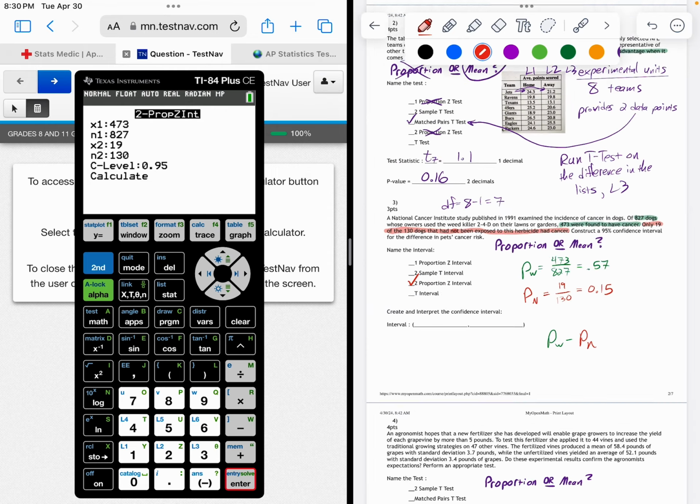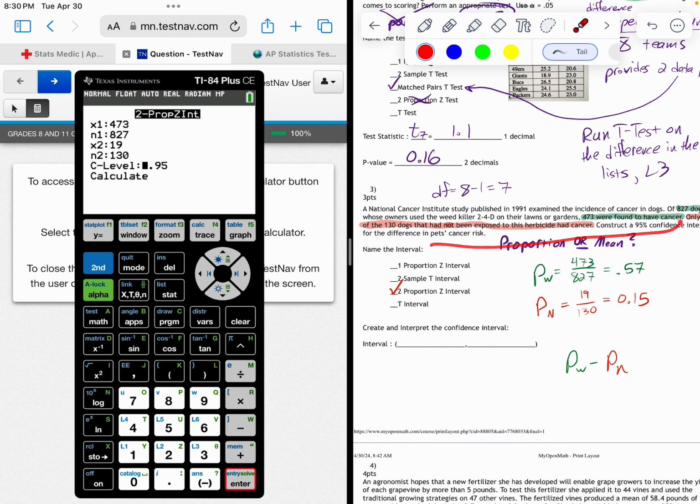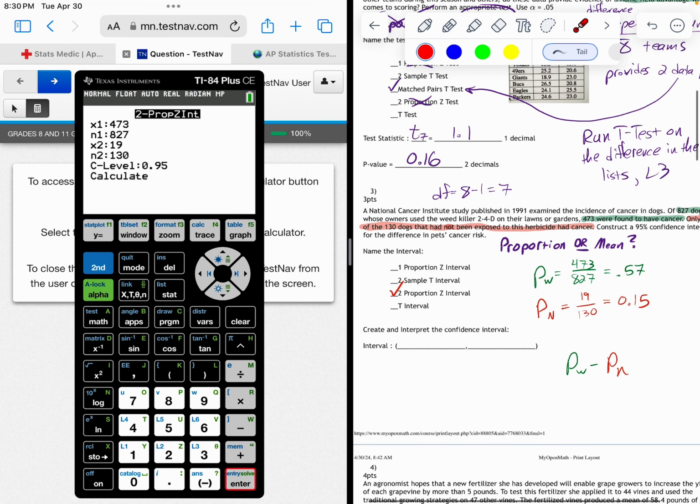And I was looking for a context clue in the direction, like is it asking you to subtract a certain way, like weed killer minus no weed killer or vice versa. It just says an interval for the difference in pets' cancer risk. So I'm hoping that even if you switched sample one and sample two here, you'd be fine. And we have 95% confidence, calculate.